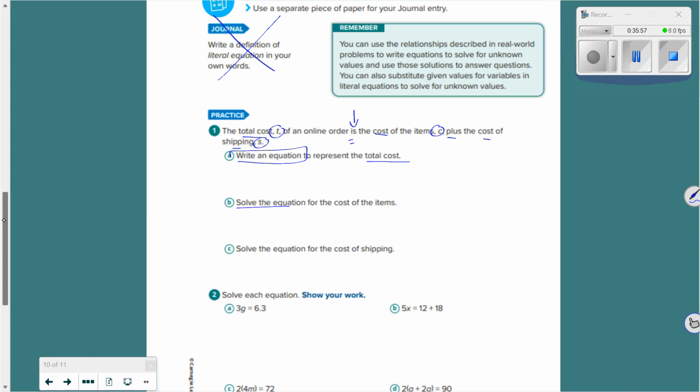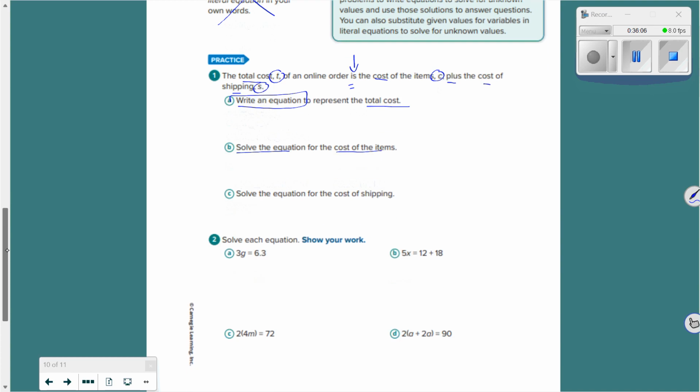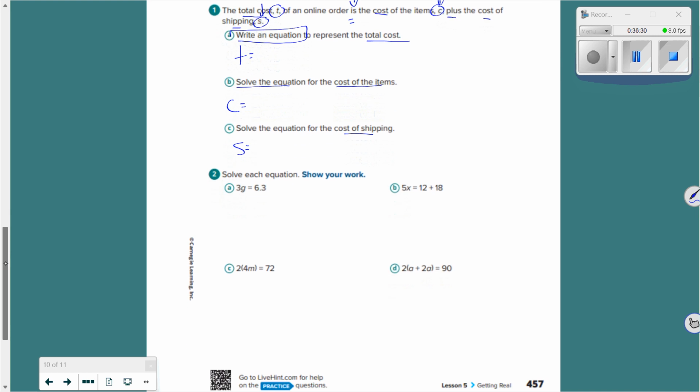Then you're going to solve the equation for the cost of the items. That's interesting because I don't know how you're going to solve it when they didn't give us anything. And, oh, I see. Because they're originally setting up for total cost, but then they want cost of the items, so they want you to say C equals. And then they want to do it for the cost of shipping, so they want to know what S equals. Okay? So basically all it's changing is how the equation is set up. But it all starts off your first one.